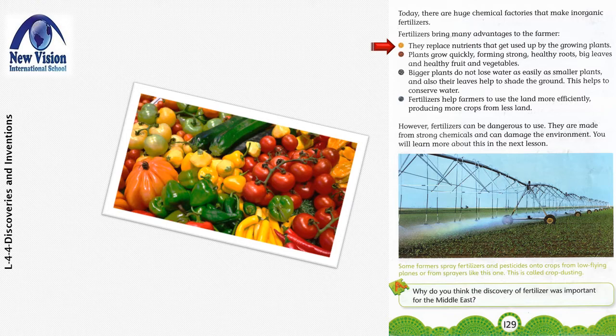Did you notice the picture? Read the caption of the picture also. Good. Some farmers spray fertilizers and pesticides onto crops from low-flying planes or from sprayers like this one. This is called crop dusting.